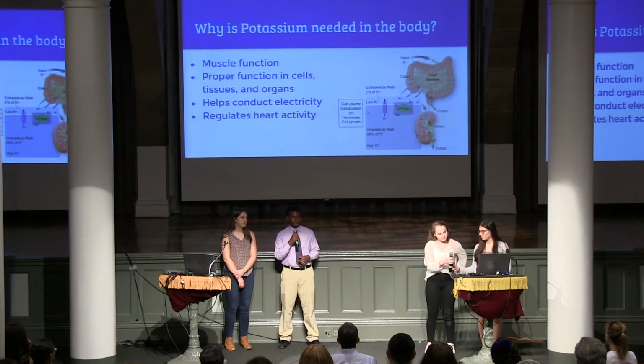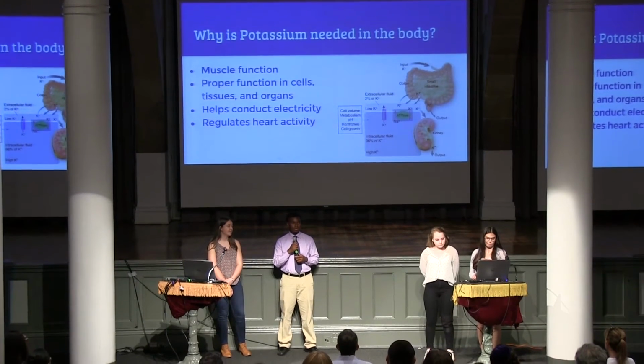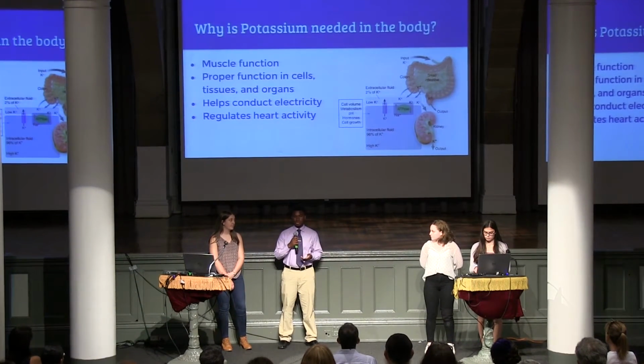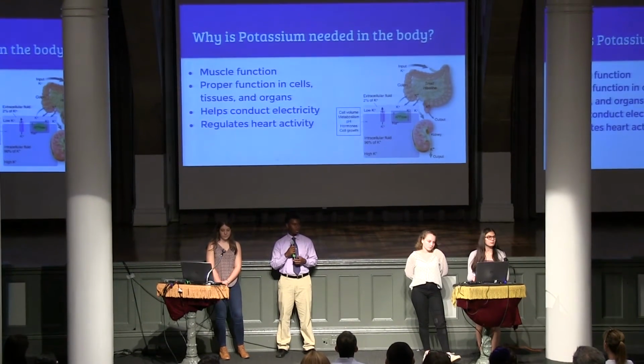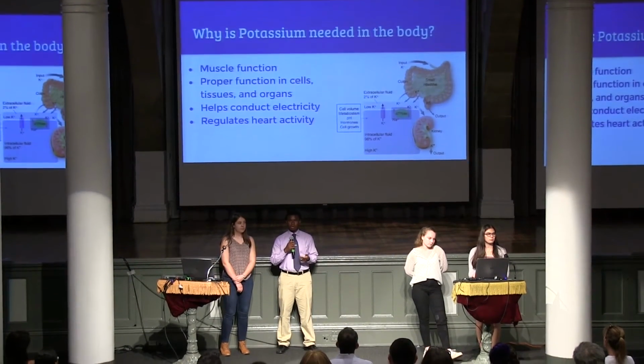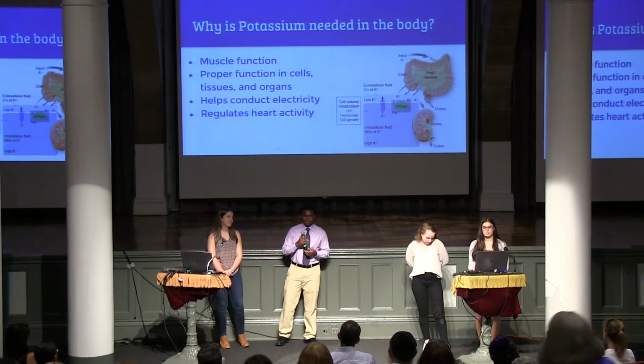Potassium is needed in the body for muscle function, proper function of cells, tissues, and organs. It's an electrolyte, and it helps with heart activity. Lack of potassium can result in hyperkalemia, nausea, dizziness, and excessive sweating.